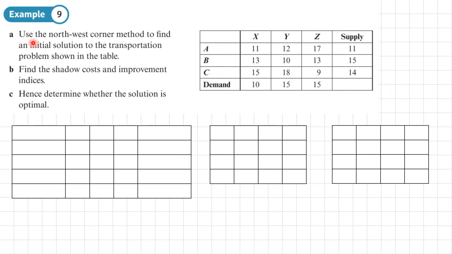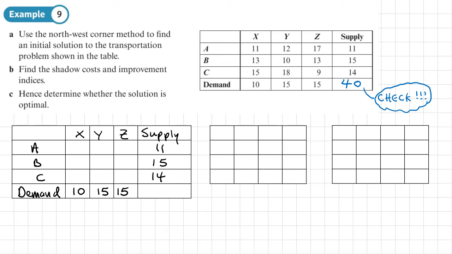Example 9. Use the northwest corner method to find an initial solution to the transportation problem shown in the table. Now it's tempting to just dive straight in and work this out, but notice there's no total here. We do need to check whether or not the problem is balanced, because we may need to add a dummy. So I can see going across, this adds up to 40, and going down, this also adds up to 40. So the problem is balanced. I don't require a dummy. So do check that. If there's no total in that corner, do check it, because you could do all that working and then realize, or not realize, actually you need a dummy.